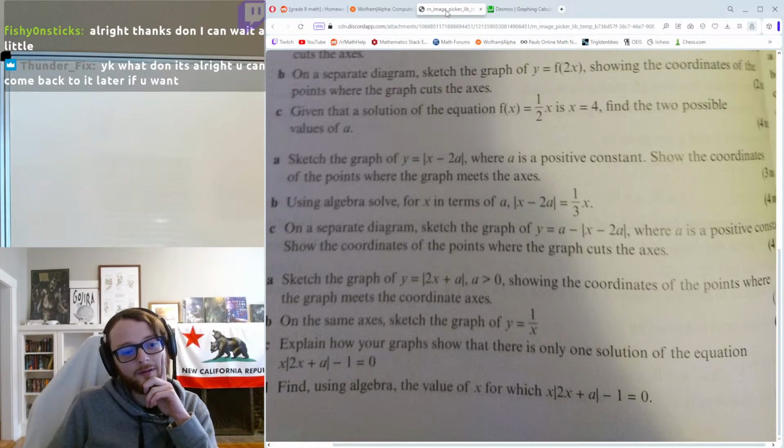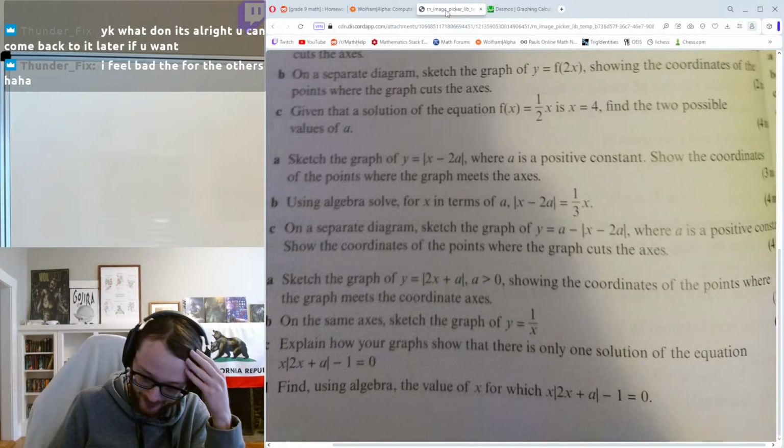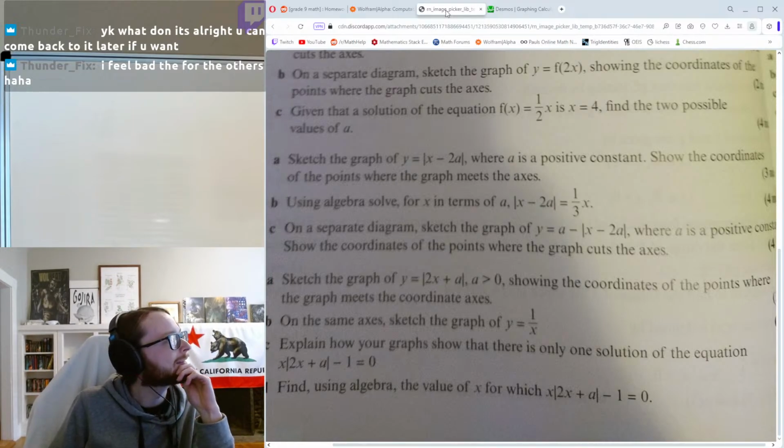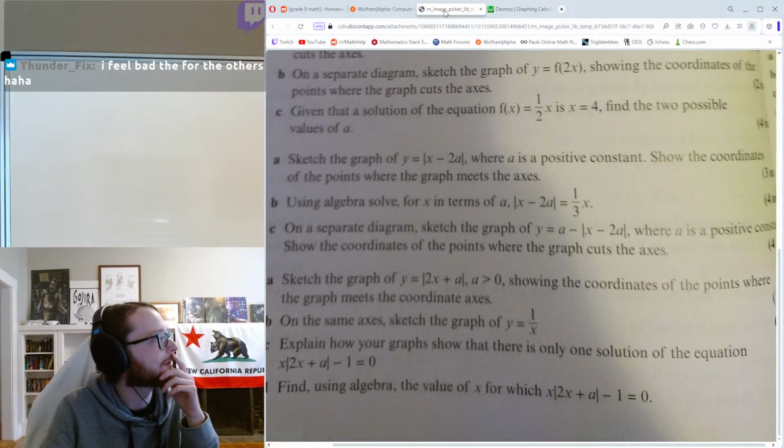No, it's all good, Thunder. So this is a good question. It's interesting. Okay, so maybe the answer is just the which quadratic formula though?